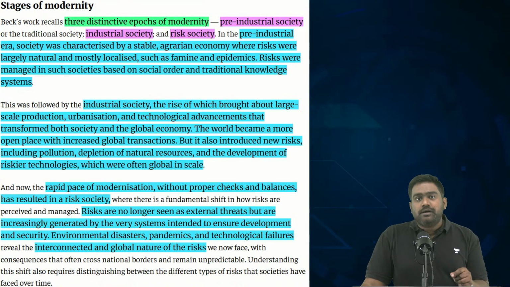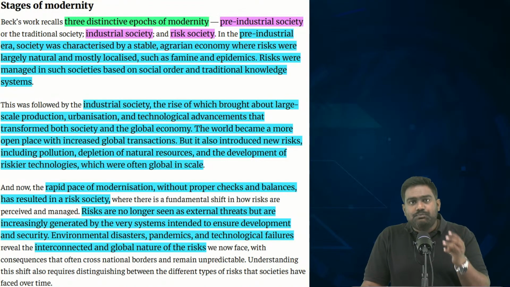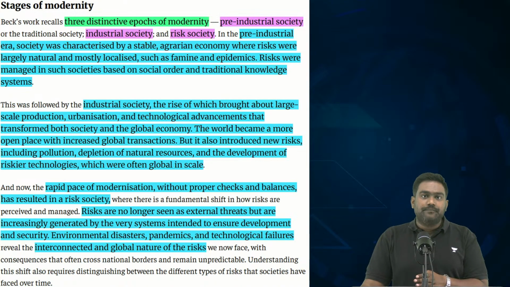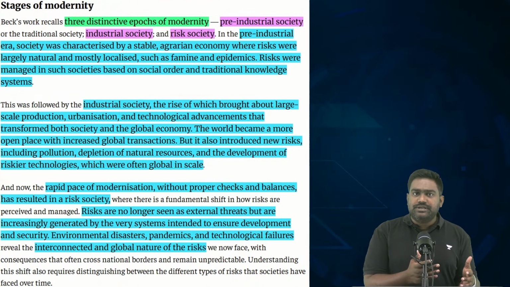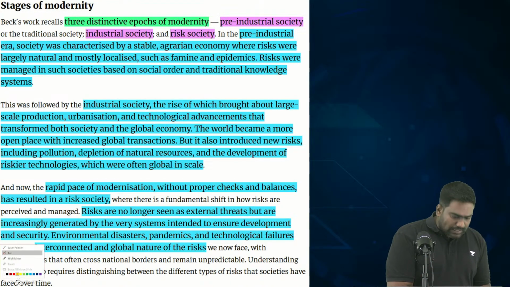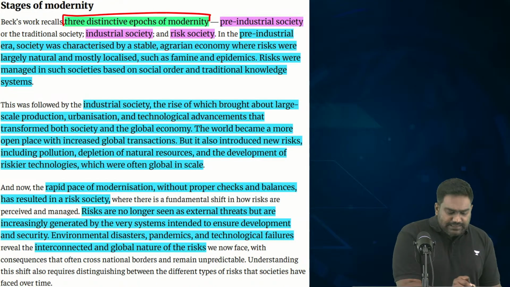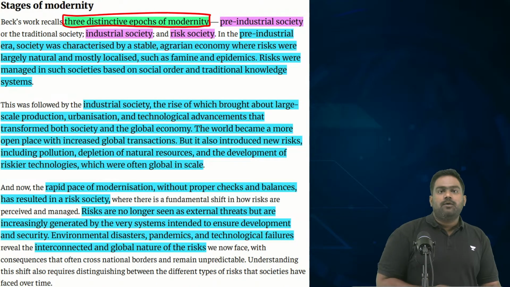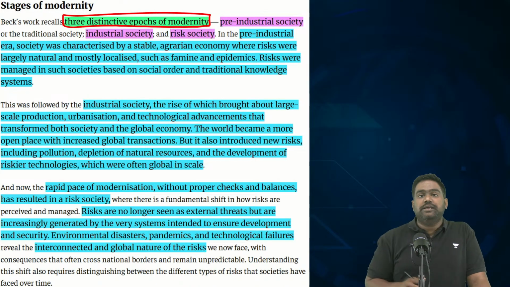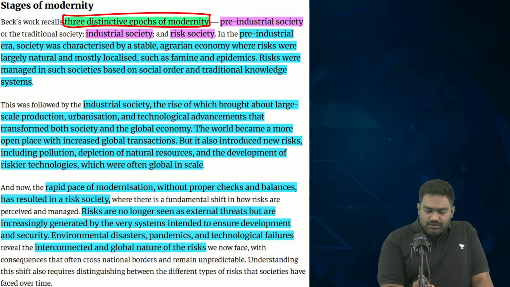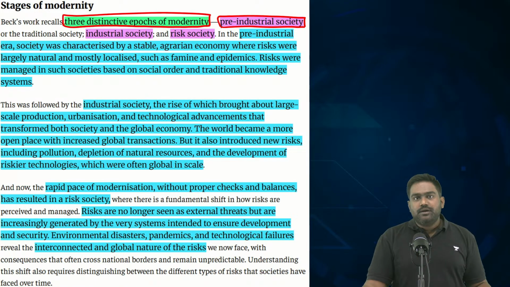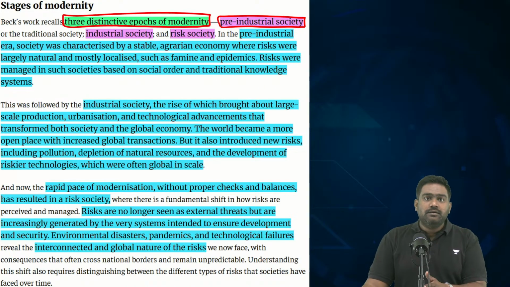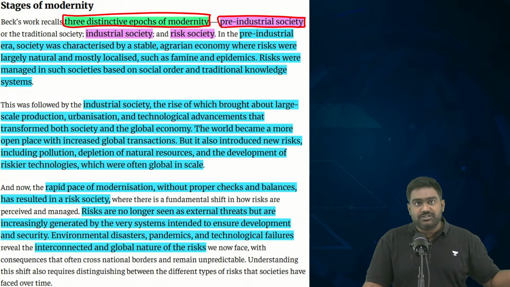According to Ulrich Beck, there are three distinct epochs in human modernity. As human civilization, human society has evolved over centuries, we can classify this into three distinct epochs or three distinct eras, essentially. So, the first epoch, according to Ulrich Beck, is the pre industrial society, before industrialization began, which means we have to go back thousands of years ago.